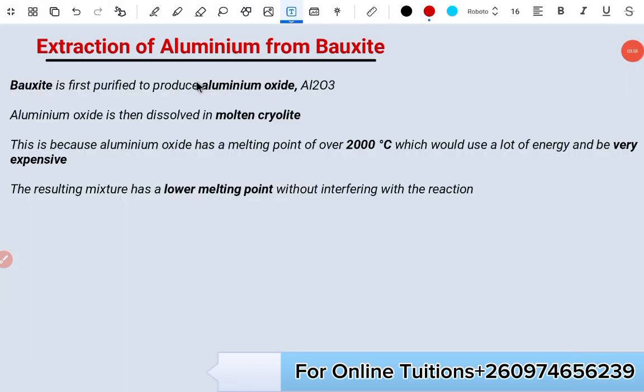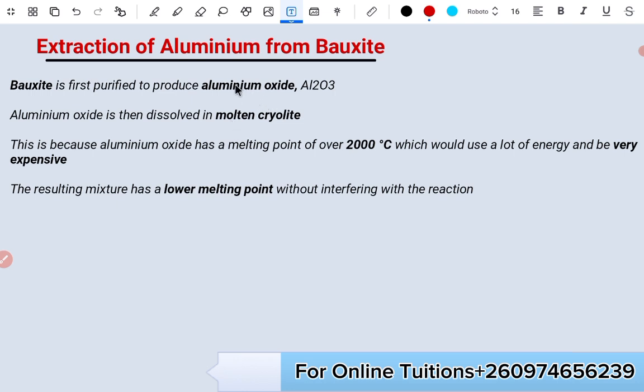Okay, so what are we saying? Bauxite is first purified to produce aluminium oxide. Once you purify the bauxite, you're going to get aluminium oxide, and aluminium oxide is now where you're going to extract your aluminium. So aluminium oxide is then dissolved in molten cryolite. Now, why do they have to dissolve this aluminium oxide in molten cryolite? So here's the reason why.